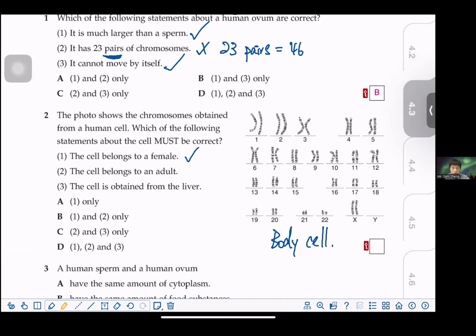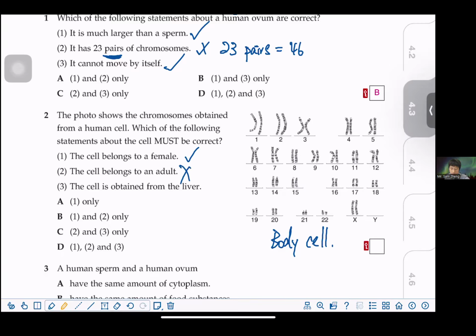Next, it belongs to an adult. Can we see whether it belongs to an adult or to a child? No, we can't, because the chromosomes cannot tell us which stage it is. They just tell us whether we are human or not, male or female. So in this case, it would not be correct.